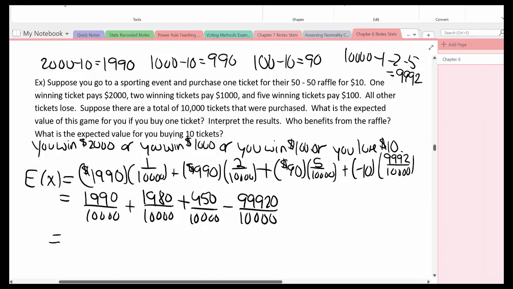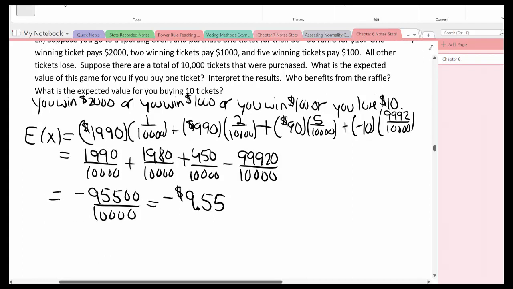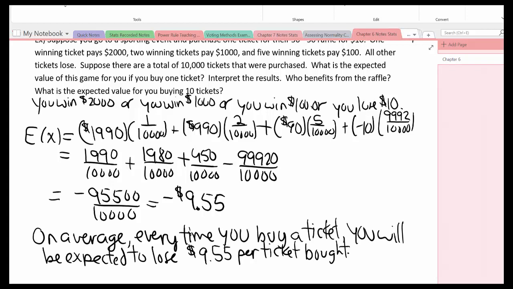Okay, so add these, that gets me this, which equals this. So it looks like every time you buy a ticket, you're going to lose on average $9.55. So let me write out the interpretation for this now. So on average, every time you buy a ticket, you will be expected to lose $9.55 per ticket bought.